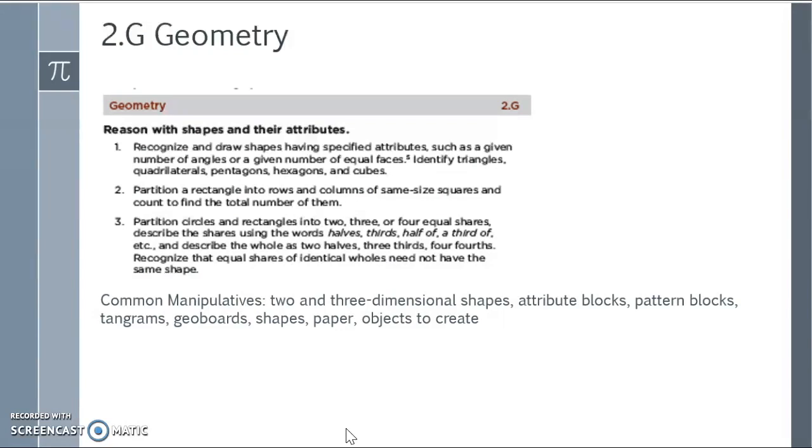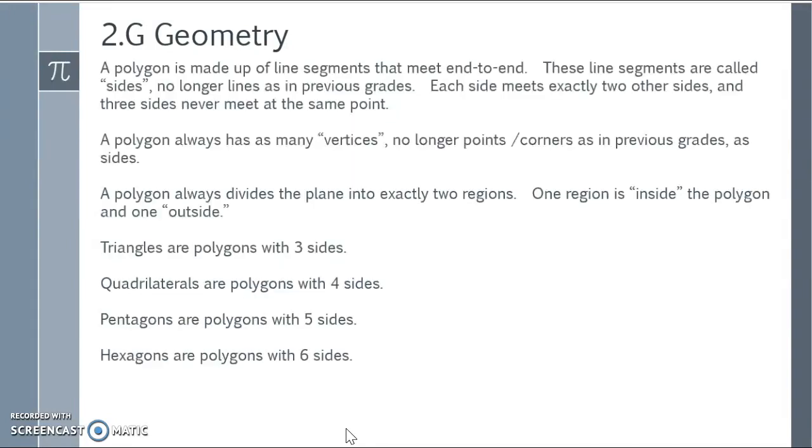But we need to reason more with shapes and their attributes, expanding more into polygons. So we're going to need 2- and 3-dimensional shapes, attribute blocks, pattern blocks, pangrams, geoboards, shapes, paper, objects to create. A polygon is made up of line segments that meet end to end. These line segments are called sides.